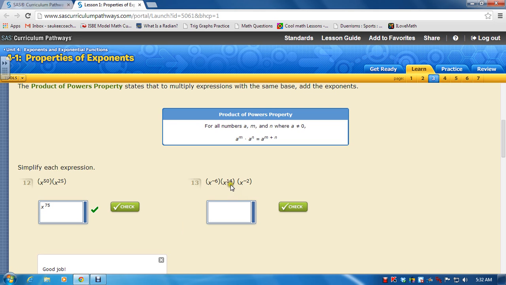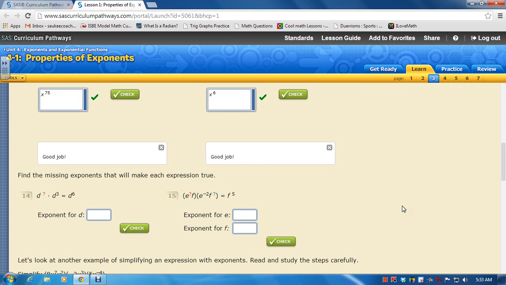Okay, adding these up, I would have 14 plus a negative 6, or minus 6, which would give me 8, and then 8 minus another 2 would give me 6. So I would have x to the 6th power there.